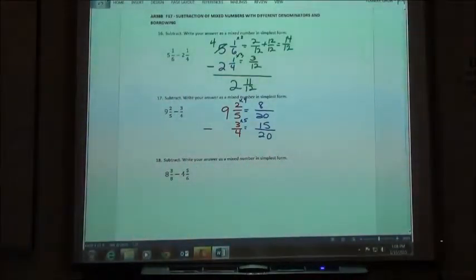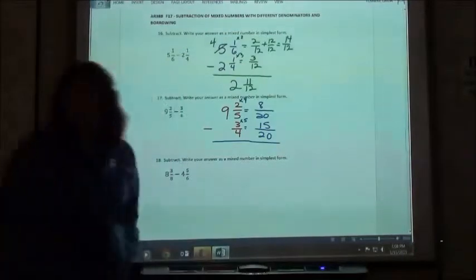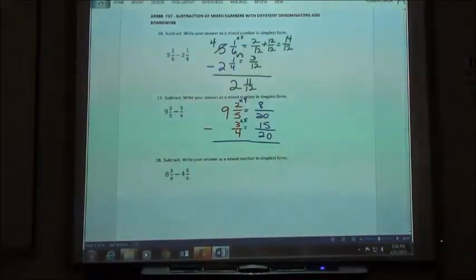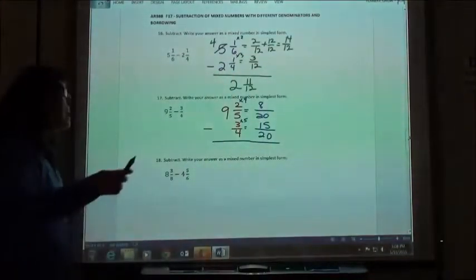So if I take 8 plus 15, I get 23. So I have 23, or 8 plus 15. I'm subtracting. I'm trying to add. Gosh darn it, I better look to see what I'm doing. I am trying to subtract. I can't take 15 away from 8, so I have to borrow.